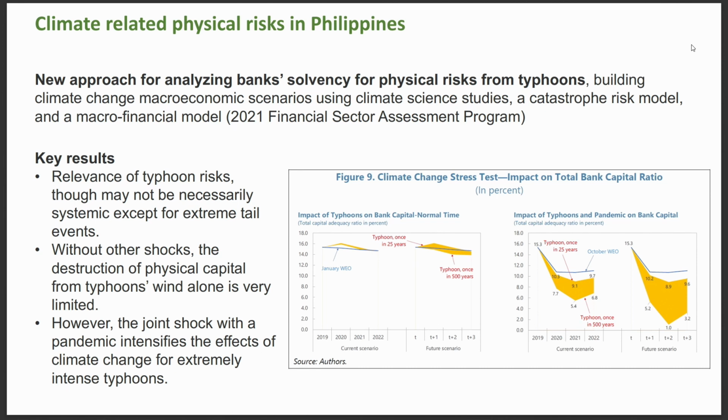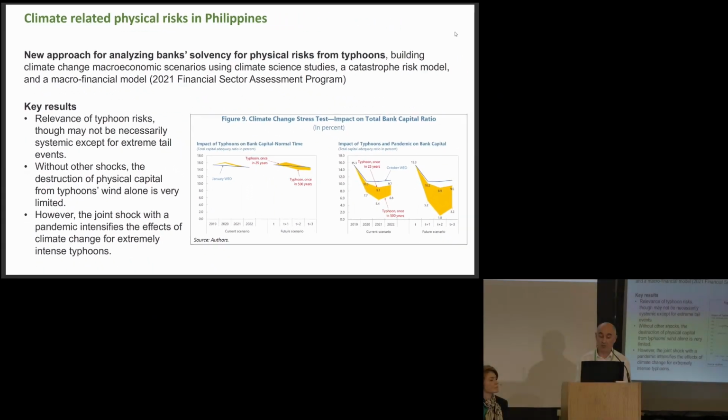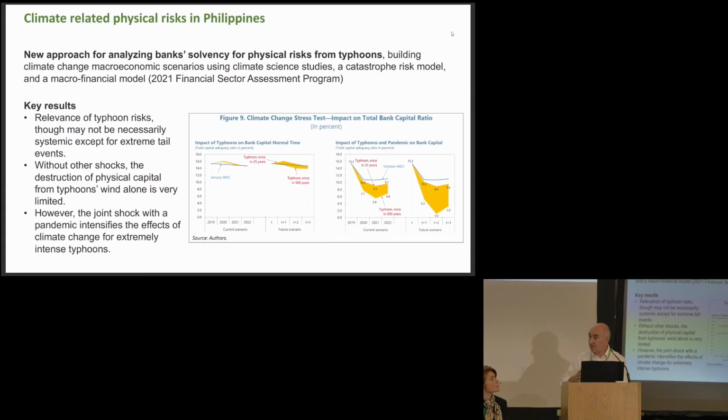First of all, we focus only on climate, on typhoons. The transmission channels can also be questioned, so a lot of uncertainty. But fundamentally, when you look at the results, there is a materiality. Is there a systemic risk? Again, this can be questioned, at least in those scenarios, under all these kinds of assumptions.